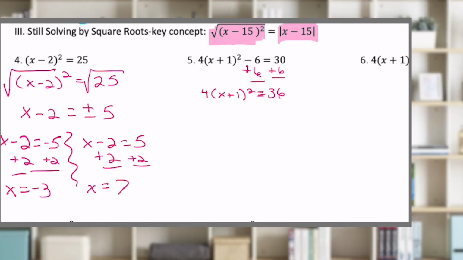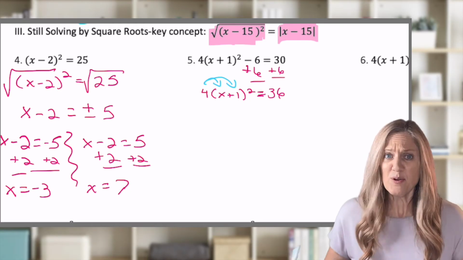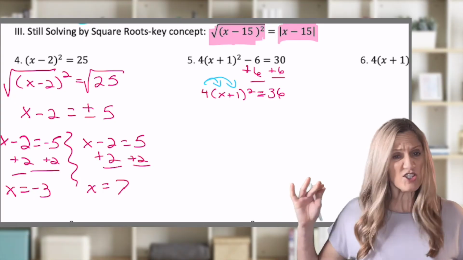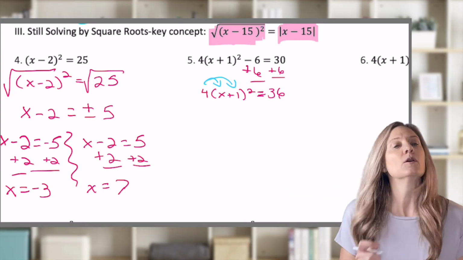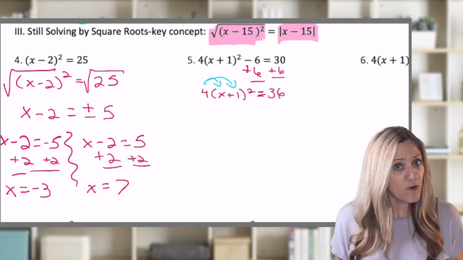Wait, be careful here. So let's make sure that we point out this. No bueno! No, you cannot do that! Stop! Turn away! Remember, it's being squared. You cannot simply multiply that 4 in there.